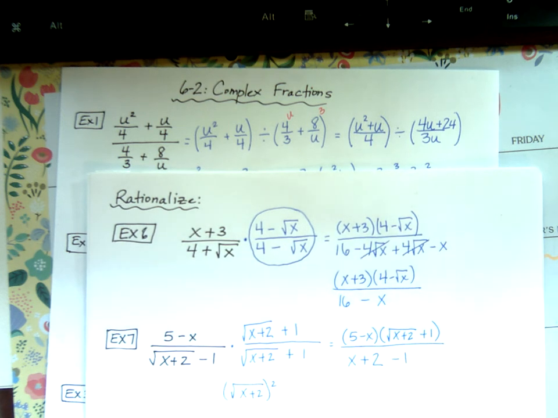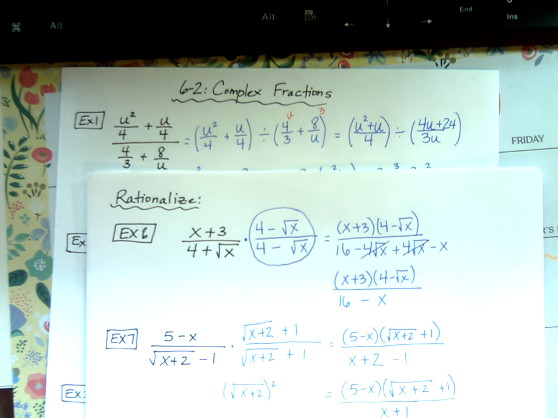Can I make that look any better? And yes, my denominator has a little bit of stuff that I can combine together. Numerator stays 5 minus x, square root of x plus 2 with a plus 1 outside, and x plus 1 on the bottom, and I'm done. I have rationalized that. There is no longer a square root in the denominator.